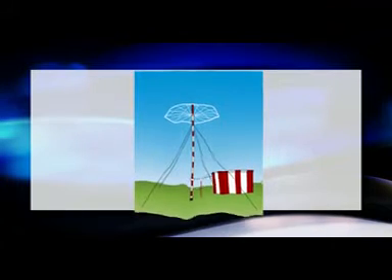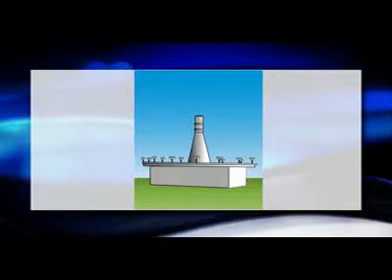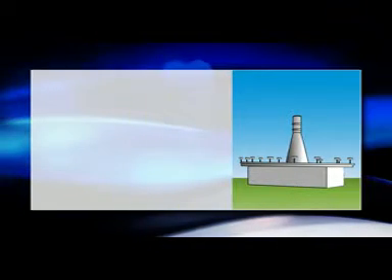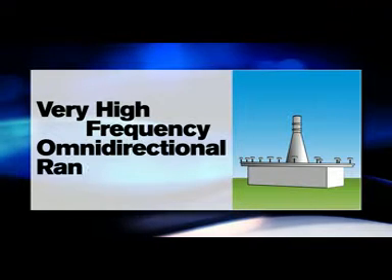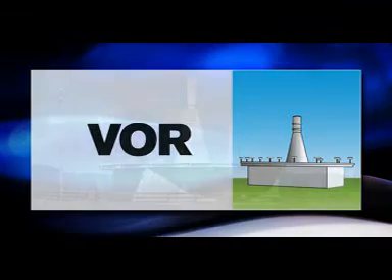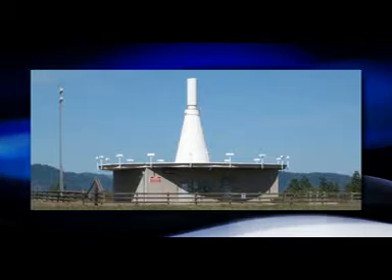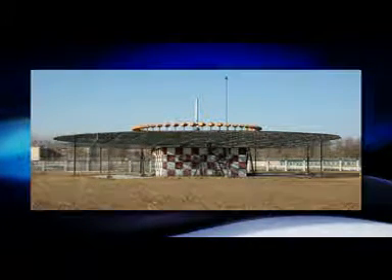While NDBs are a dying technology, our next nav aid is still very much alive and much more common in the National Airspace System. This type of nav aid is called a very high frequency omnidirectional range, also known as a VOR. The typical VOR is usually white and resembles a big bowling pin. However, other types of VORs exist that look much different.